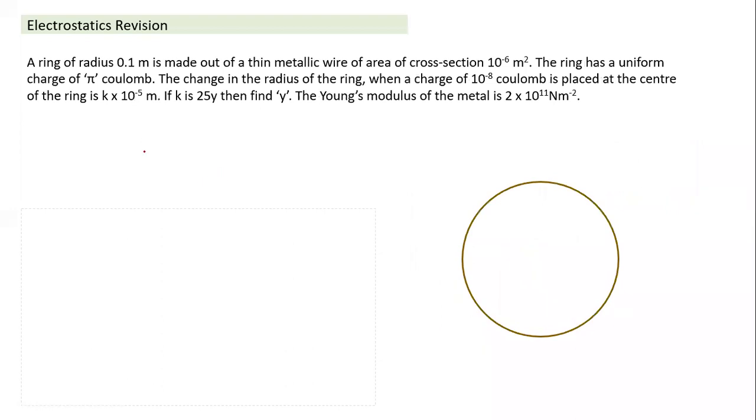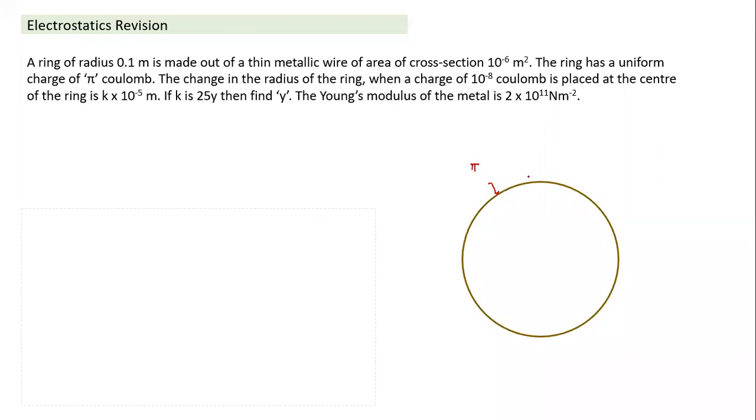The next question is something like this. There is a ring of radius 0.1 meter, and this is the ring here, made of a wire. The wire has a certain cross section. The ring has a uniform charge of pi coulomb, so the total charge given to the ring is pi coulomb.